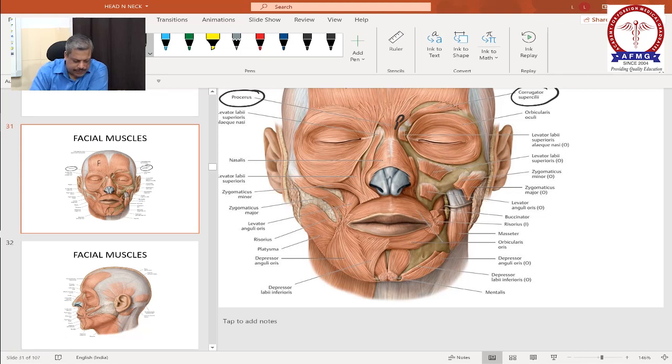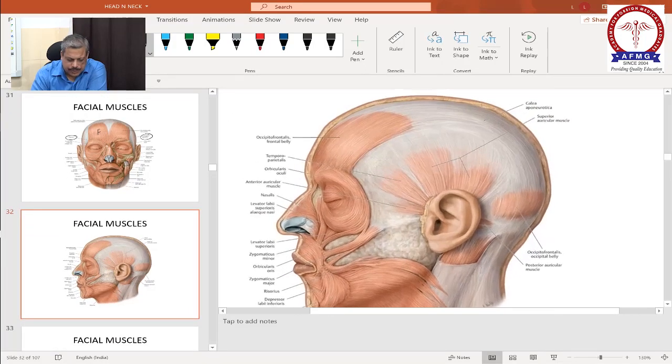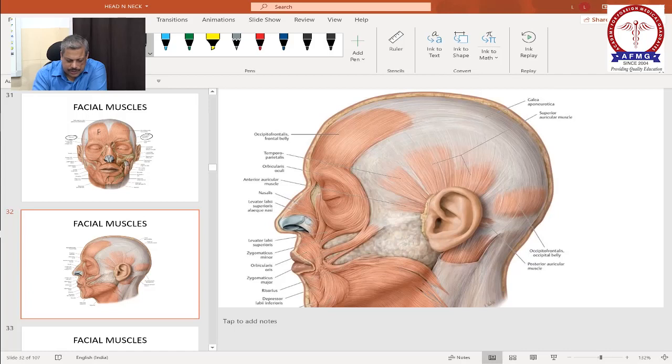So this is the anterior view. Now see the facial muscles in the lateral view. Now it is very clear to you that this is the frontal belly and this is the occipital belly of the occipitofrontalis muscle. And this part is known as the galea aponeurotica, which I told you about in the layers of the scalp.